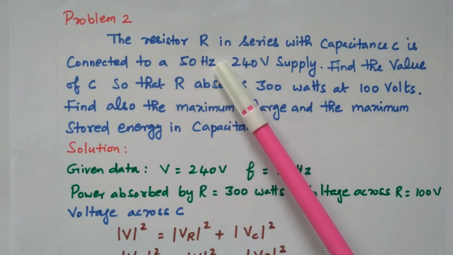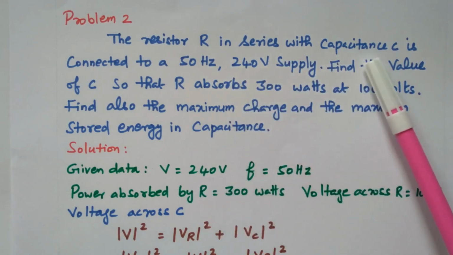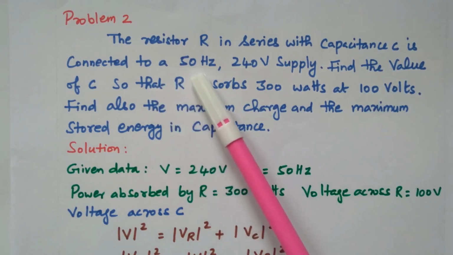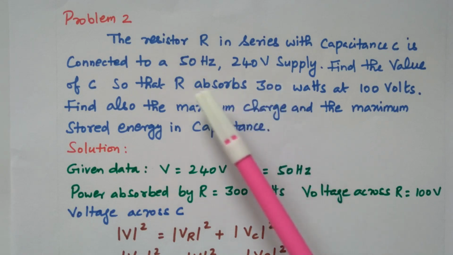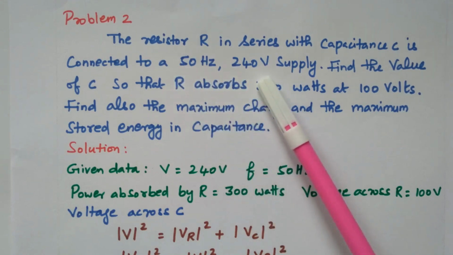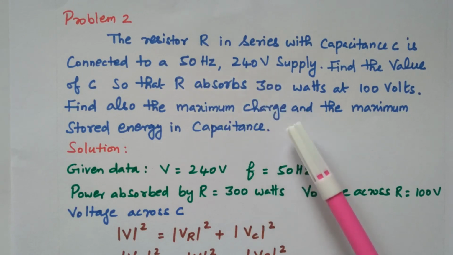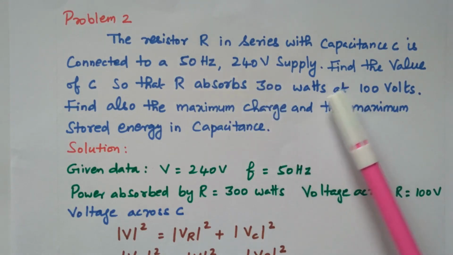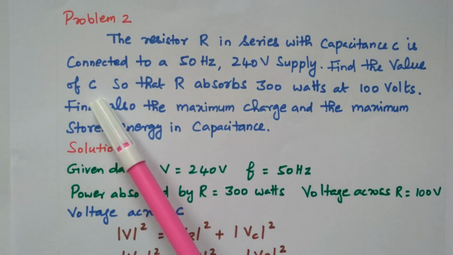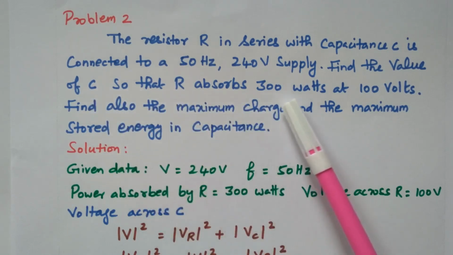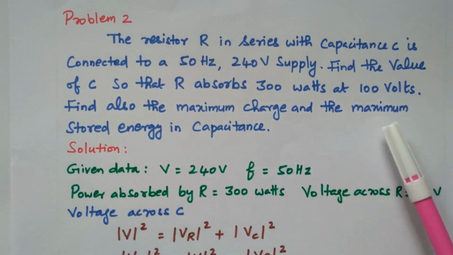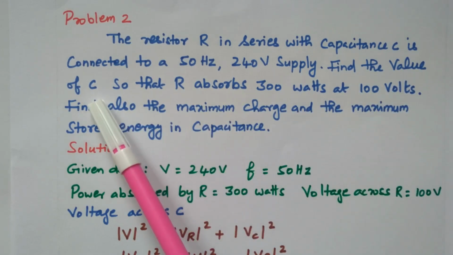A resistor R in series with a capacitor C is connected across a 50 Hz, 240 volt supply. The question is: find the value of the capacitor so that the resistor R absorbs 300 watts at 100 volts. We need to find the capacitor value.